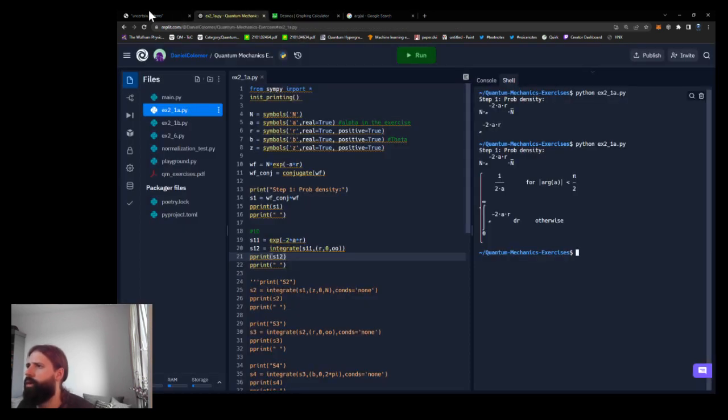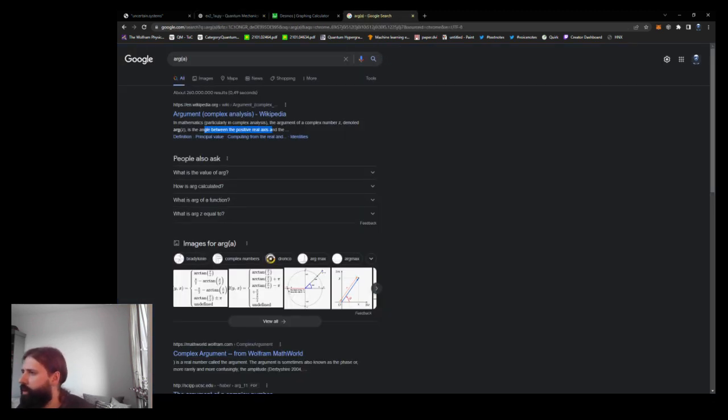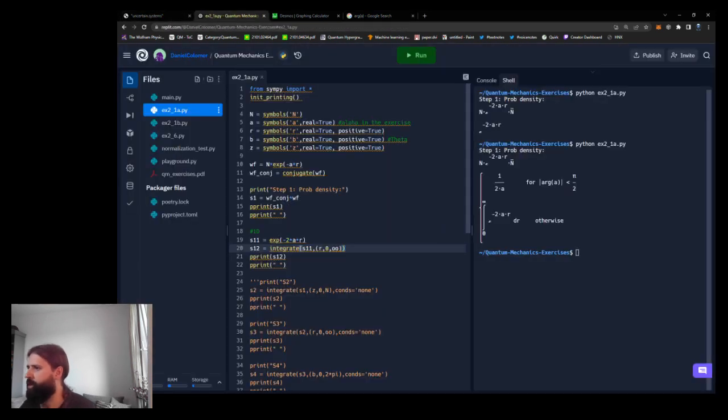Oh, but we've said A is real, right? So if we said A is real, why does it even say complex? No, the arg of z is the angle between the positive real axis and, yeah, so that's the angle. But who cares if we know this is real?